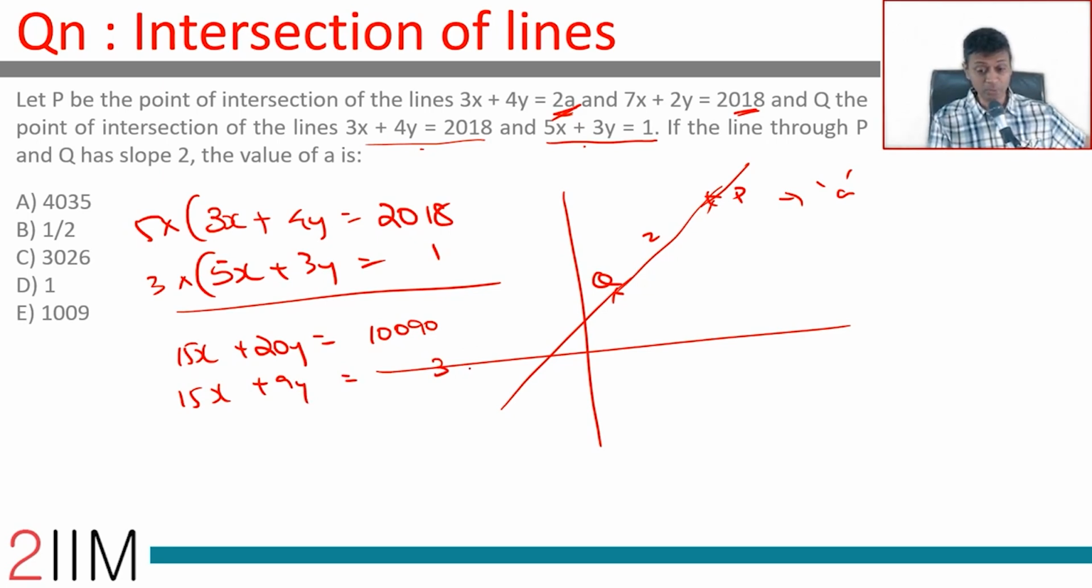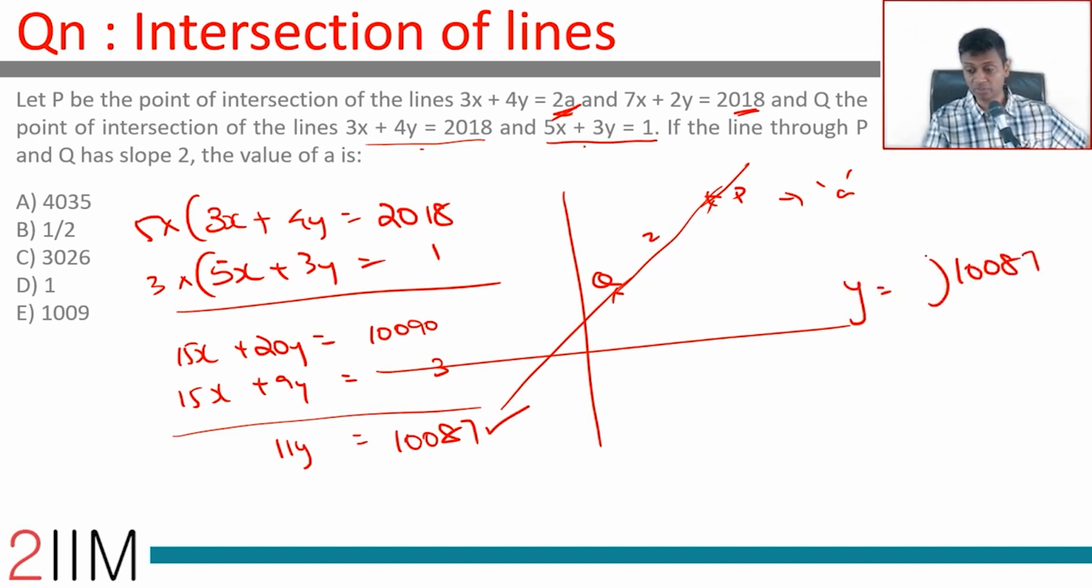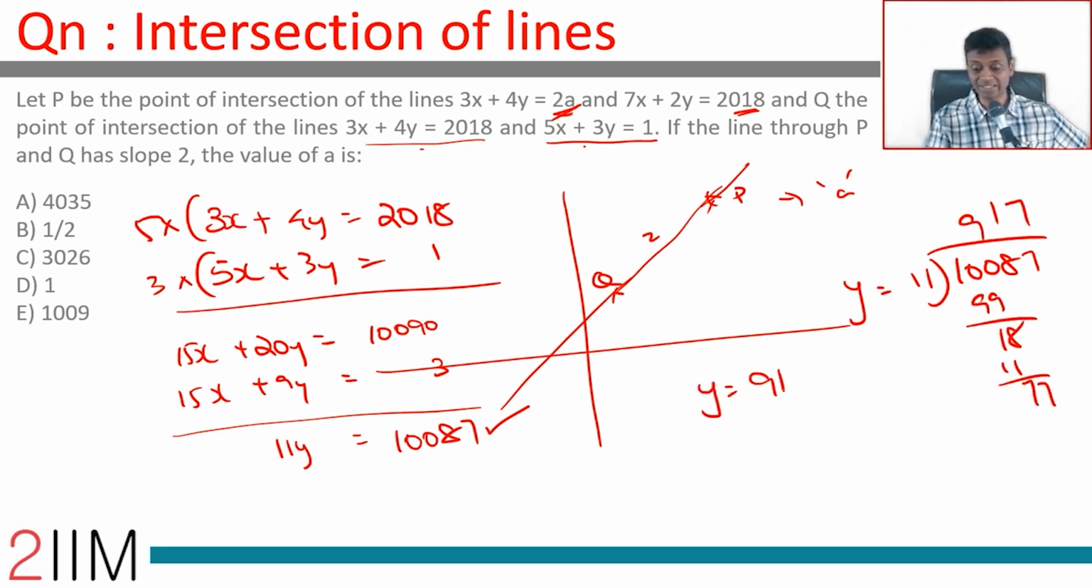Brilliant. 15x plus 20y is 10,090. 15x plus 9y equal to 3. Subtract one from the other. We get 11y equals 10087. This is a multiple of 11, thankfully, so we can find y. Y is 10087 divided by 11, which is 917.